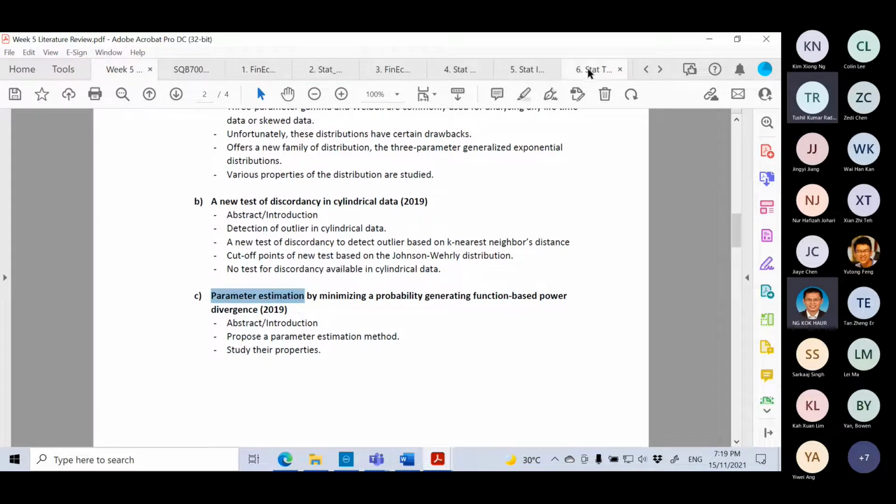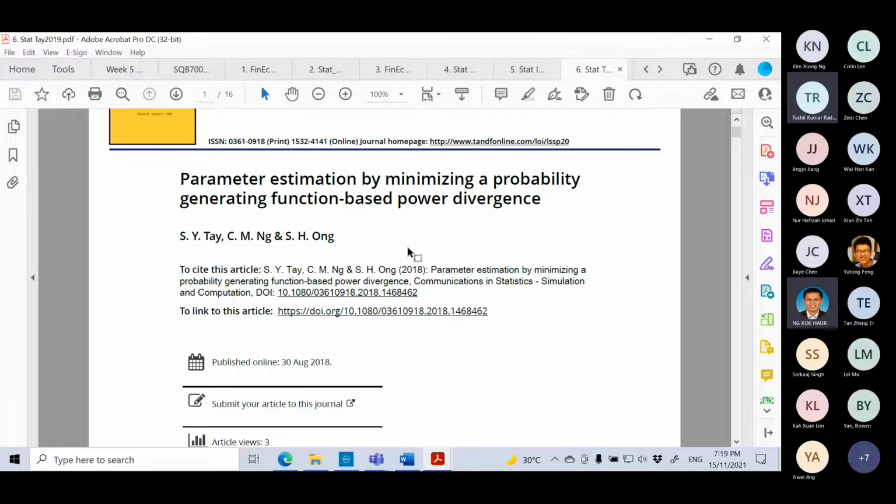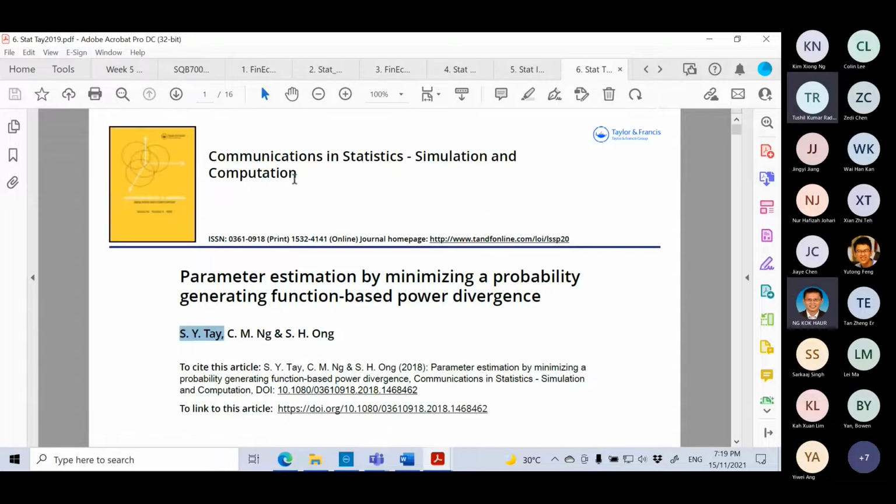Let us go through the next paper. This one is paper number 6. This paper was also published by researchers from our department. The first one is a student, the second one is our staff here, and the third one is our retired staff from ISM. So they are working on it here. This journal is basically on Communications in Statistics, Simulation and Computation.